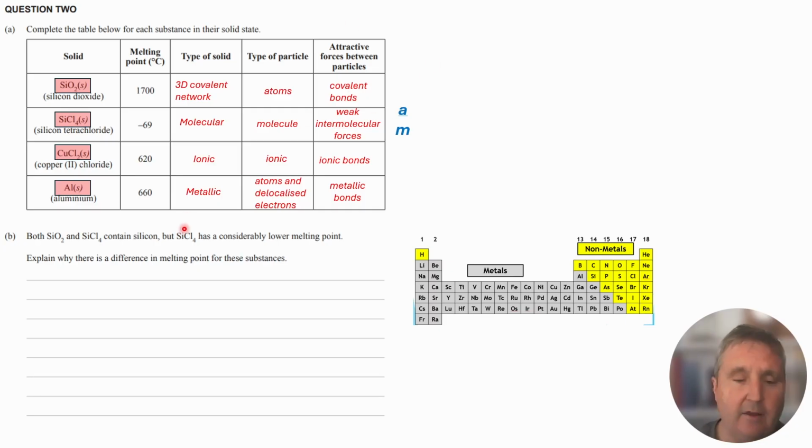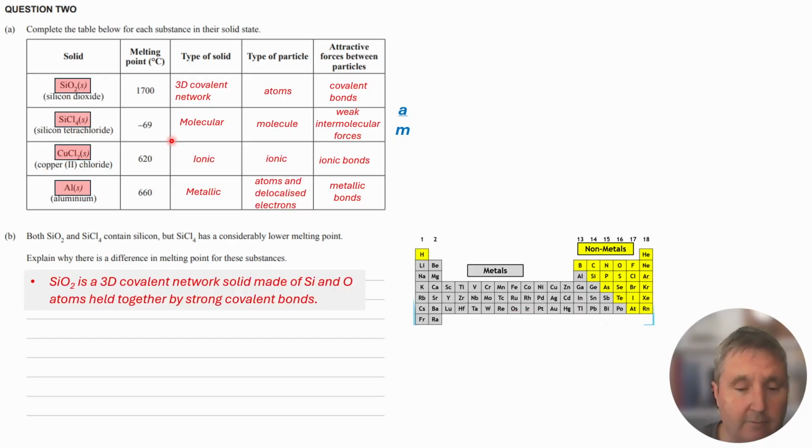But the first thing we have to do is state what type of solid it is, the type of particle, and the attractive forces. So, silicon dioxide is a 3D covalent network made up of silicon and oxygen atoms. We've said there were atoms here, but say specifically that they are silicon and oxygen, and they're held together by strong covalent bonds. You need to make sure you introduce this idea that they're strong, because you're going to use this argument: if they're strong covalent bonds, they need a lot of energy to break them, therefore they have a high melting point.